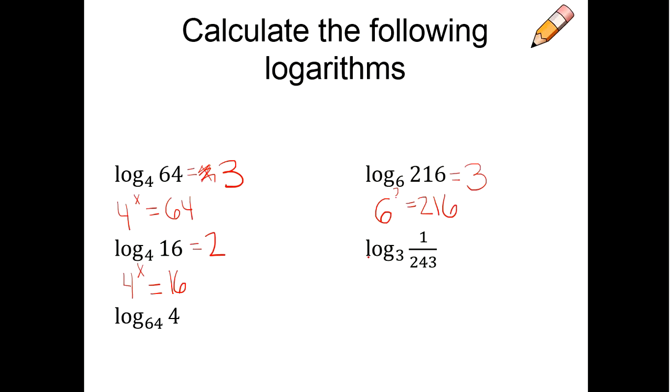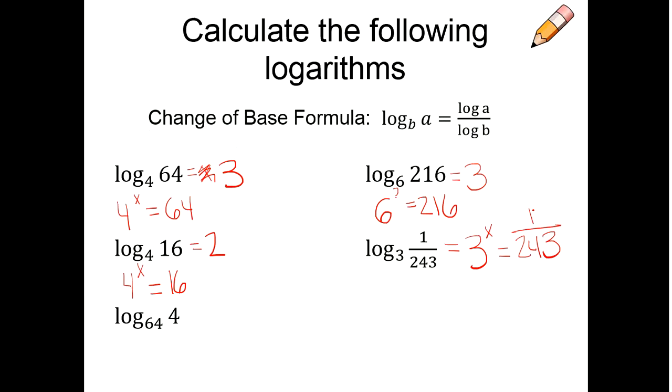What about something that looks kind of funky? Log base 3 of 1 over 243. So that would be 3 to some power has to give me 1 over 243. Whoa, 1 over 243. Hold on. I have no idea. Can't think that off the top of my head. So guys, there's actually a way to find out logs when you don't know the answer, or there is not a perfect exponent. It's what's known as the change of base formula.